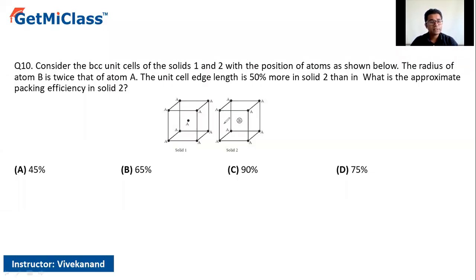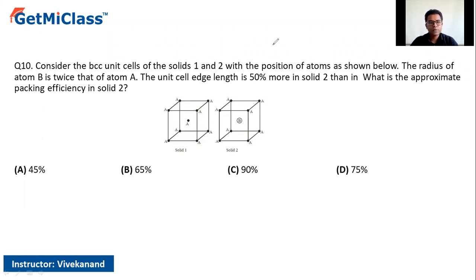Then consider the BCC unit cell of solid 1 and solid 2 with the position of the atoms as shown below. The radius of atom B is twice that of atom A. The unit cell edge length is 50% more in solid 2 than in solid 1. What is the approximate packing efficiency in solid 2? A 45%, B 65%, C 90%, and D 75%.